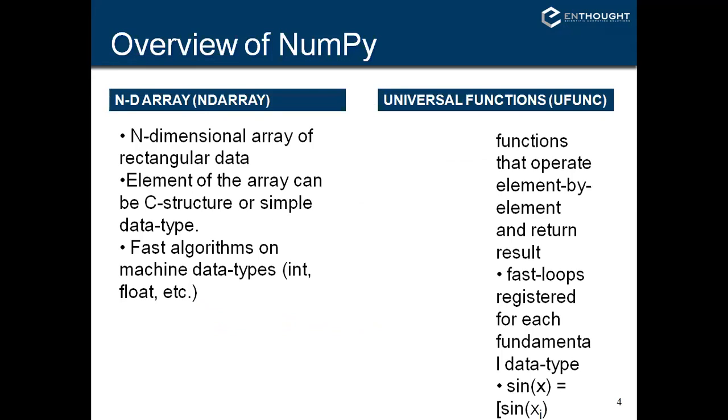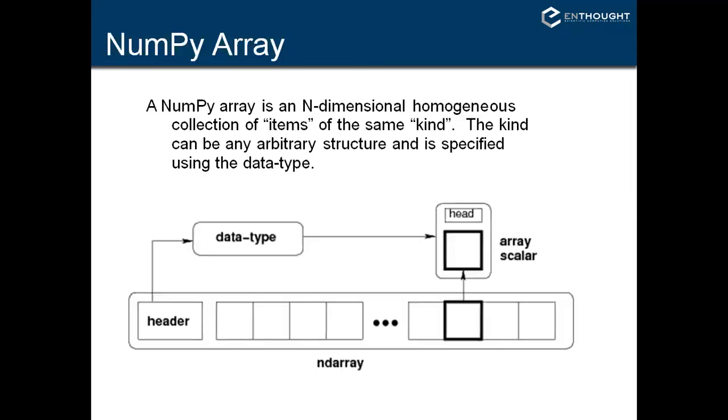So we have n-dimension arrays of rectangular data. The elements of the array can be of C structure type or simple data type. It is helpful in extracting and working on huge amounts of data, which follows fast algorithms and machine data types, etc. What are the universal functions it has with it? Functions that operate element by element and return some kind of result. Fast loop registers are there, so it can easily perform the specific tasks which are required.